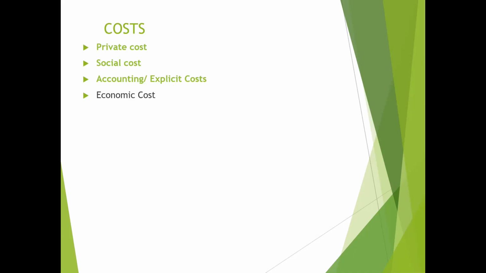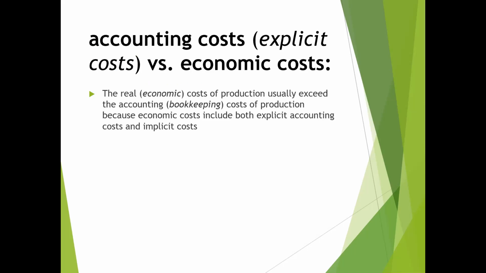Okay, so let's understand the difference between accounting cost and economic cost. The real, that is economic, cost of production usually exceeds the accounting, that is bookkeeping, cost, because economic cost has more into it. Economic cost includes both explicit cost and implicit cost, but accounting cost includes only explicit cost. If it is a multiple choice question, it's important.